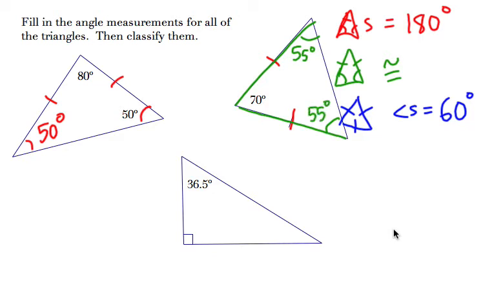And then my last one, I got 36.5, I got this is 90. If I take away 90 from the 180, I'm left with 90. And then 90 minus 36.5, 53.5 for this angle over here. Okay. So for these ones, we didn't have to use the equilateral rule, but we used the isosceles rule, and then just obviously that they add up to 180.